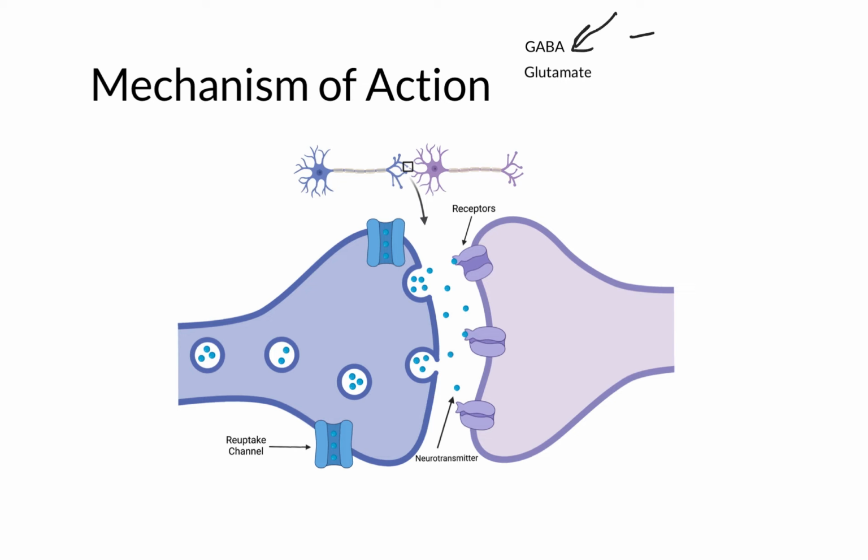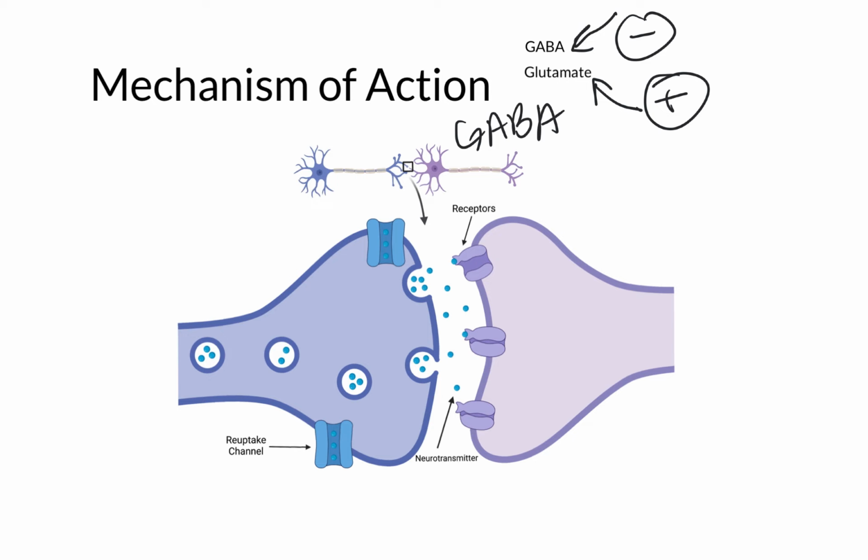GABA is our main inhibitory neurotransmitter, so it turns things off. Glutamate is our main excitatory neurotransmitter. It helps turn things on. Generally, we think of alcohol as a GABA drug, but it also affects glutamate. But let's start with GABA really quickly.